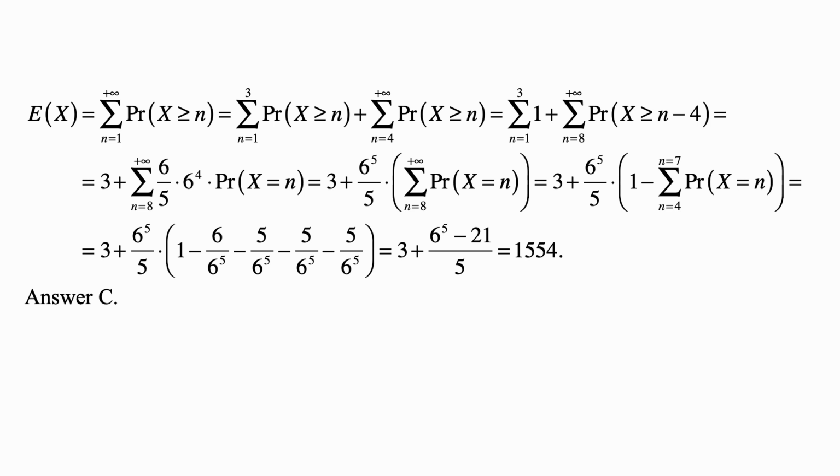And that is then equal to 3 plus, and 6 to the 5th cancels in everything except the first expression. We would have to write 1 as 6 to the 5th over 6 to the 5th. So this is 3 plus 6 to the 5th minus, then what do we have there? 5 plus 5 plus 5, 15, plus 6, 21. So 6 to the 5th minus 21 over 5, we just calculate that. That's 1,554. And that's answer C.